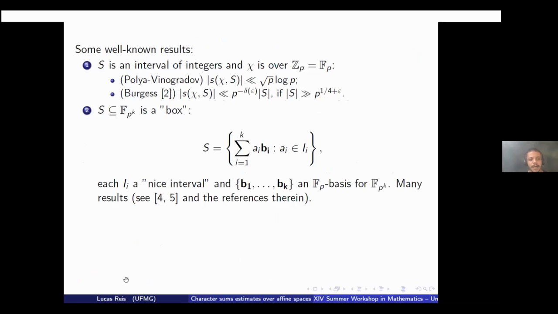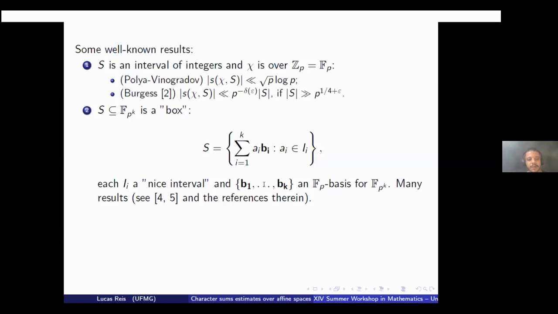Just to mention some well-known results from number theory, we have the most basic one, where we take a prime field, right? And S is an interval of integers. So we have the well-known Pólya-Vinogradov bound. We have a small, nice improvement by Burgess. There is this bound, where we save this quantity with respect to the cardinality of S if S is not too small.